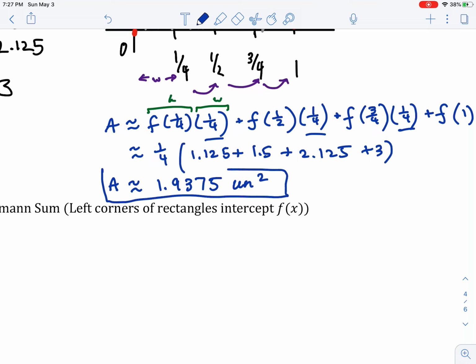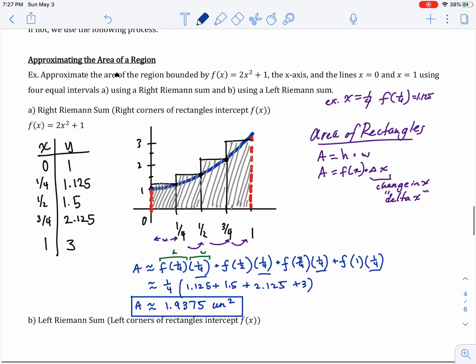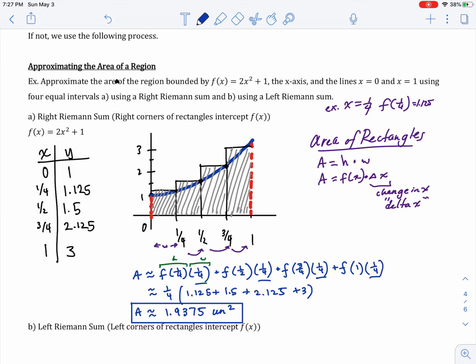That's going to be a terrible rectangle, and I didn't think it was going to recognize that. Sorry. Let me go ahead and redo that. All right. So that's our approximate area underneath this curve. That's what we were able to find using a right Riemann sum.